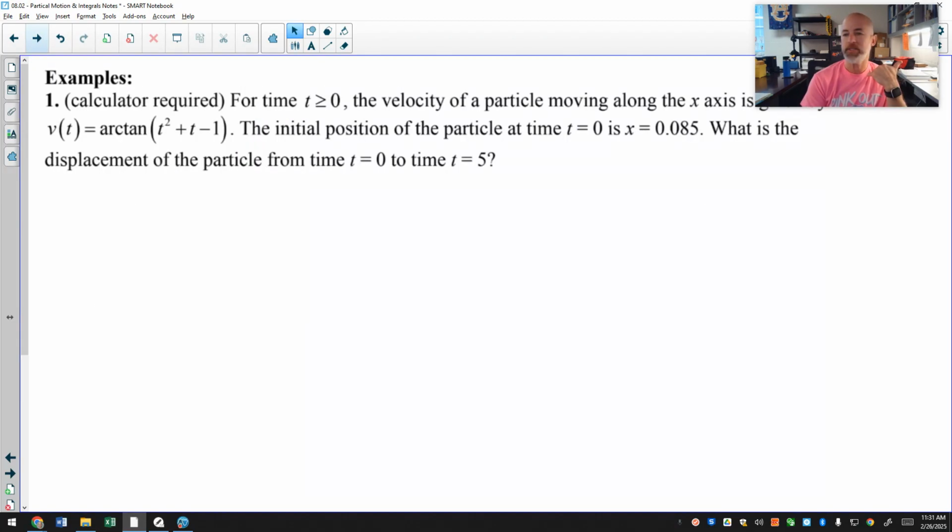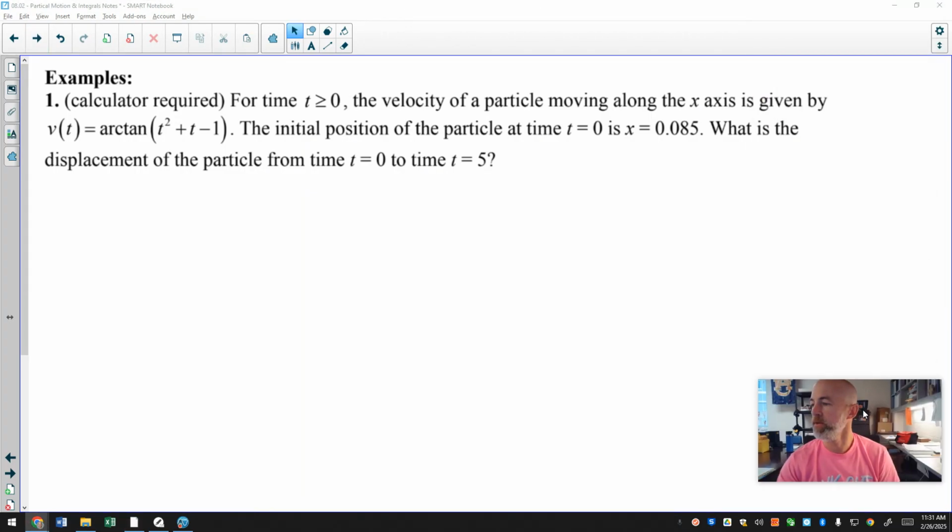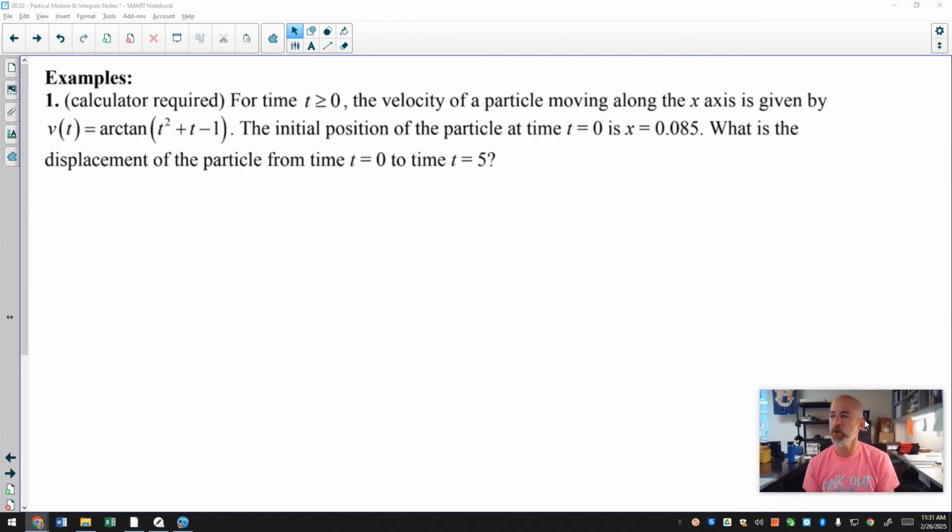So I have a few examples I want to look at. Move my head out of the way. There we go. All right, and the first 2 are calculator active. So we have a particle moving along the x-axis. This is the velocity of that particle. It says the initial position at time equals 0 is x equals 0.085. So I'm going to make a note to myself that my position at time 0 is 0.085.